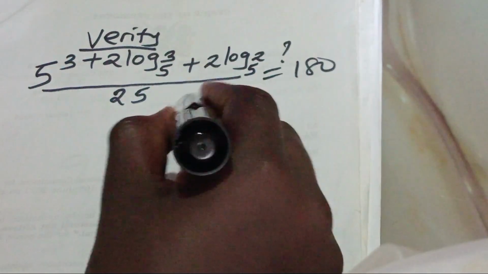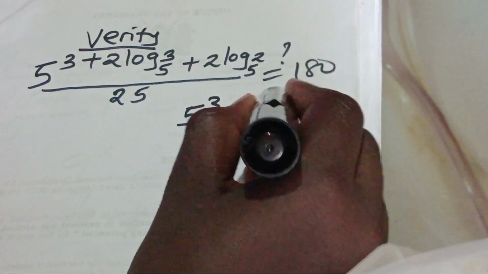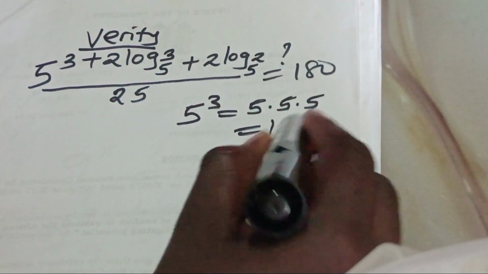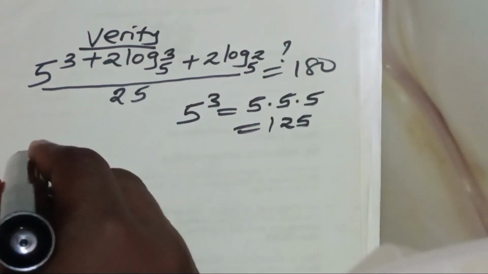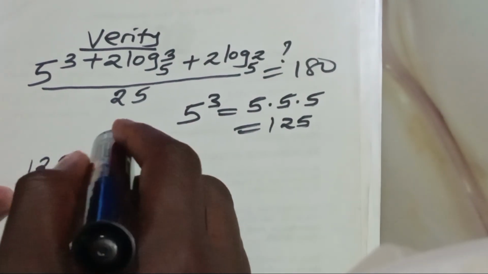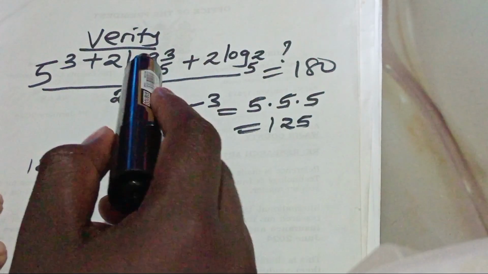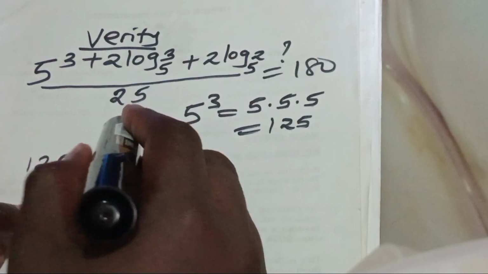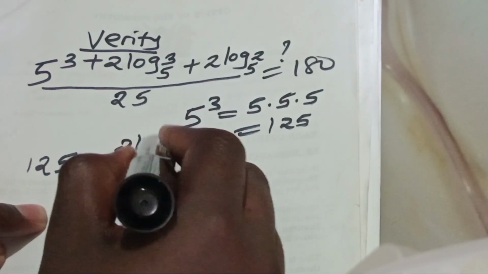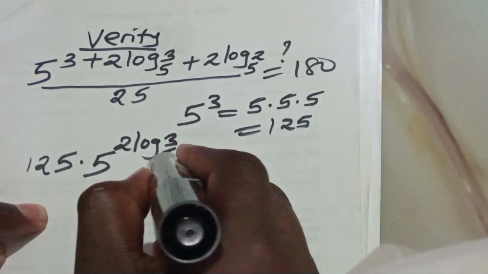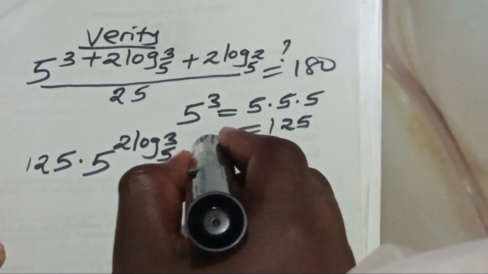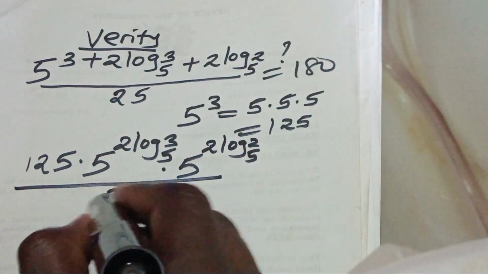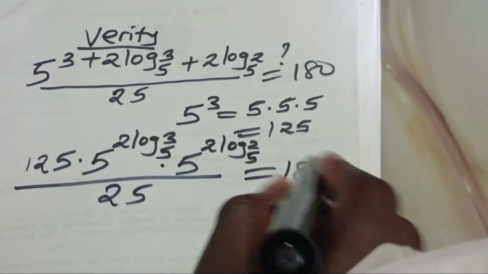Now 5 to the power 3 is the same thing as 5 multiplied by 5 multiplied by 5, which is equal to 125. So now from what we have here, this is 125 multiplied by 5 to the power 2 log 3 to base 5, multiplied by 5 to the power 2 log 2 to base 5, divided by 25. This should give us a value of 180.